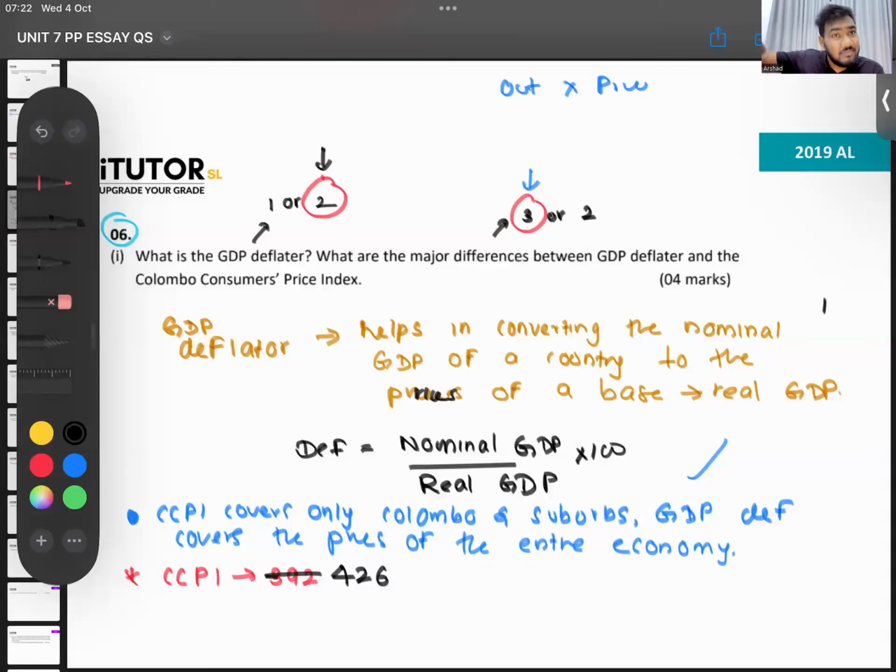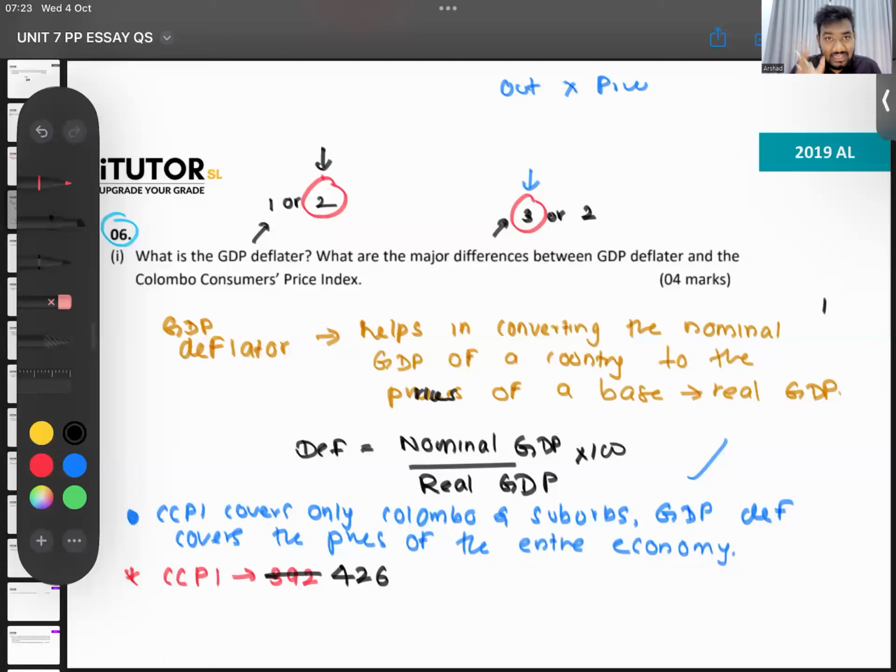Now, if the prices of some other goods that are not in this basket go up, the CCPI won't show that. Let's say, for example, tuition classes are actually there, but we'll assume tuition classes are not in the basket of the Colombo Consumer Price Index. Now, let's say I increase my tuition class fee, and accordingly all other teachers also increase. But our inflation won't go up, because that is not captured in the basket.